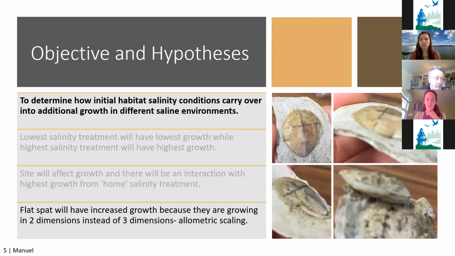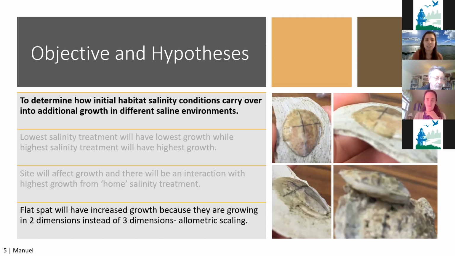And when spat first set, they grow flat against their substrate, which you can see in these top two pictures. As they grow, they pop up into the three-dimensional oyster shape. So in this picture, you can see their transition where the edge is just starting to creep up. And then in this picture here, you can see that it's fully popped up. It's got the cupped shell and everything now. So we lastly hypothesized that flat spat would have increased growth because they were only growing in 2 dimensions rather than growing in this third, height dimension as well.